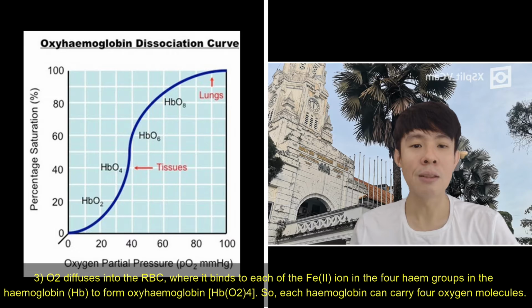Number 3. Oxygen diffuses into the red blood cell where it binds to each of the Fe2+ ions in the 4 heme groups in the hemoglobin to form oxyhemoglobin, HbO8. So, each hemoglobin can carry 4 oxygen molecules.